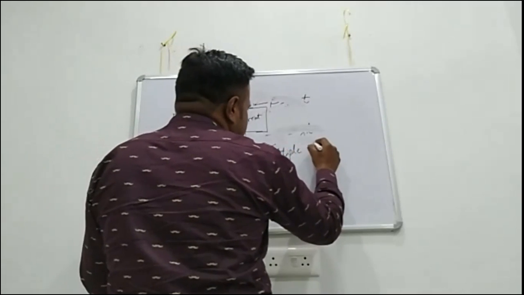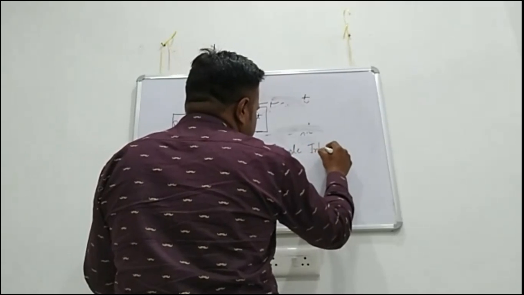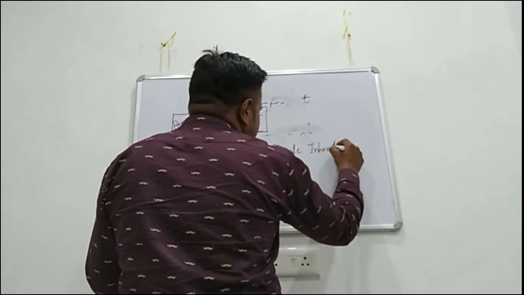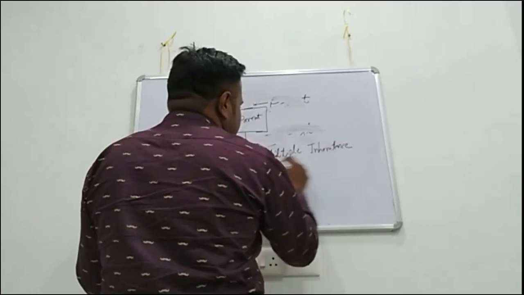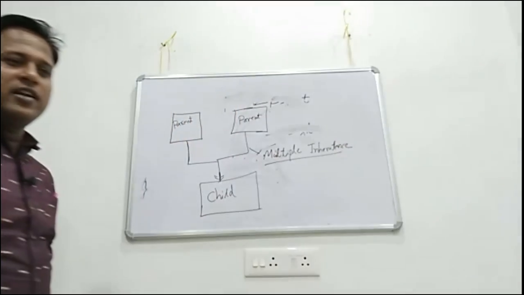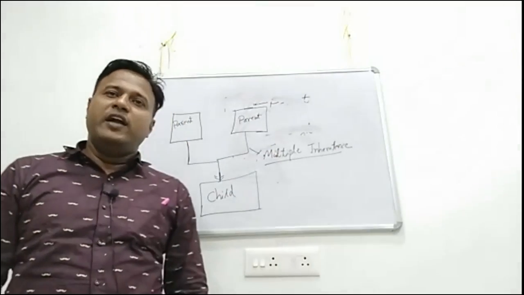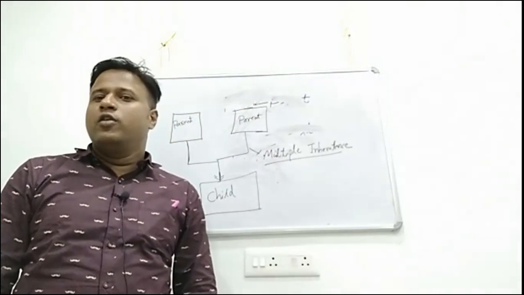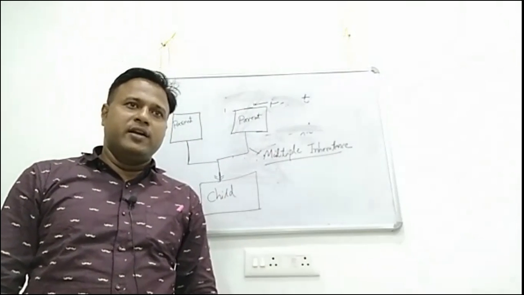So it is called multiple inheritance. Okay, this is called the multiple inheritance. One child class derives its set of attributes from more than one parent class.